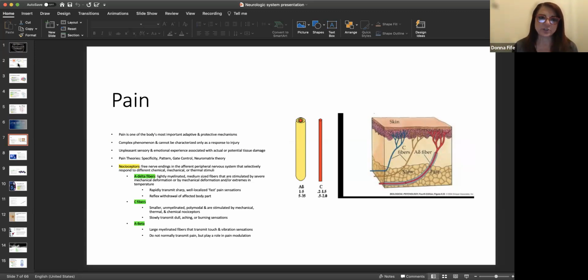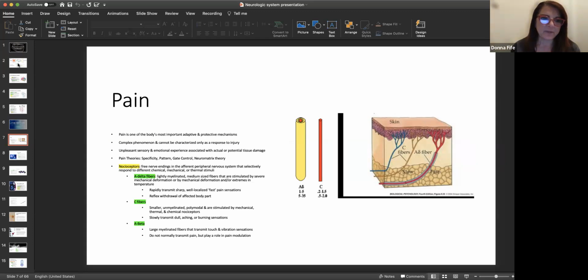These rapidly transmit sharp, well-localized, fast pain sensations, and there is a reflex withdrawal of the affected body part. Think of it as when you touch a hot stove, you touch that hot plate and you automatically draw your hand away. C fibers, these are smaller, these are unmyelinated, polymodal, and are stimulated by mechanical, thermal, and chemical nociceptors. These slowly transmit dull, aching, or burning sensations.